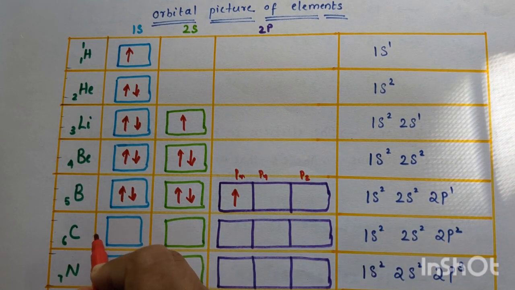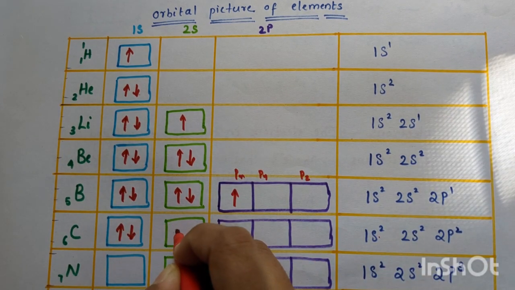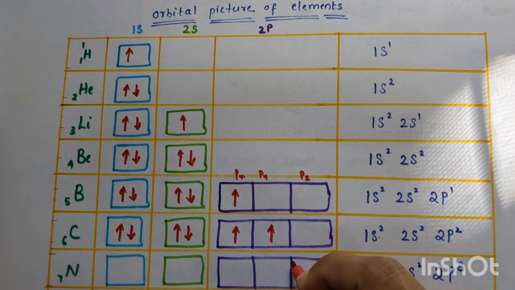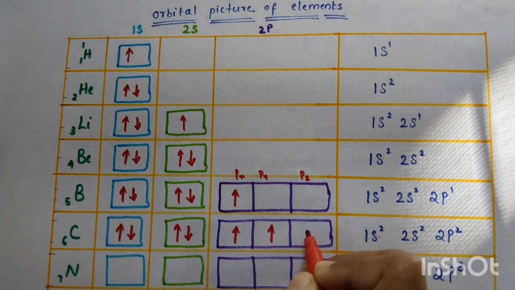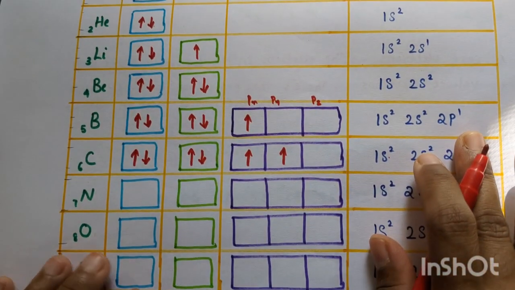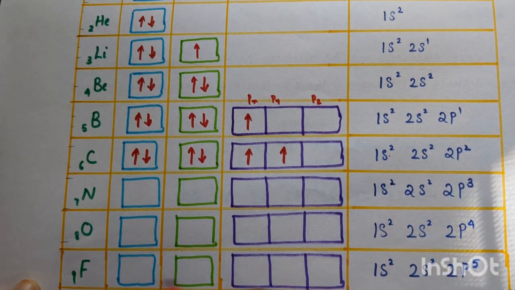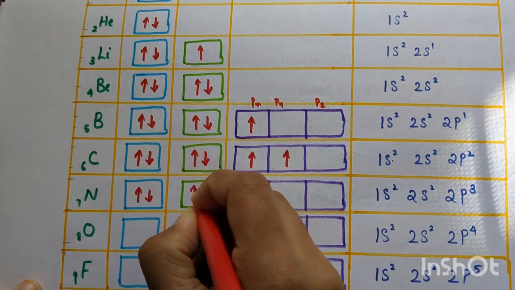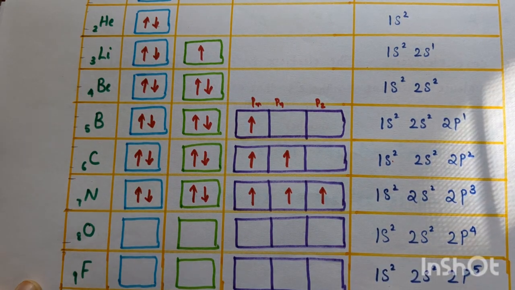Okay. Now carbon atomic number is 6, 1s2, 2s2, 2p2. So 2 electrons in the 1s orbital, 2 electrons in the 2s orbital, then 2 electrons in the 2p orbital. Because according to Hund's rule of multiplicity, first the electrons will be occupying singly and only after that they start pairing up. Okay, now if you consider nitrogen, atomic number is 7, so 1s2, 2s2, 2p3. So 2 electrons in the 1s orbital, 2 electrons in the 2s orbital, 3 electrons in the 2p orbital.